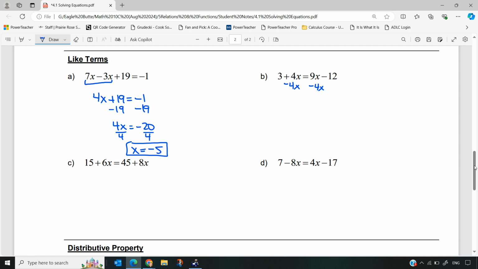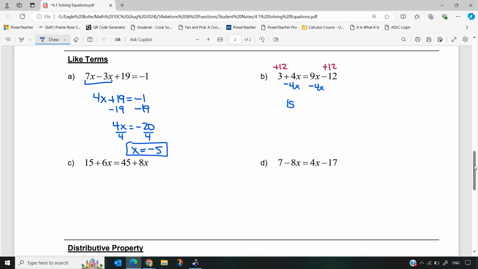Since I'm going to have all of my x's on the right-hand side of the equation, I want to have all of my numbers on the left-hand side of the equation. And so to do that, I'm going to add 12 to both sides of the equation. Now, if doing this all in one step is too much for you, just move the x's first and then move the numbers afterwards, or the constants afterwards. So we're going to have 3 plus 12 is 15.